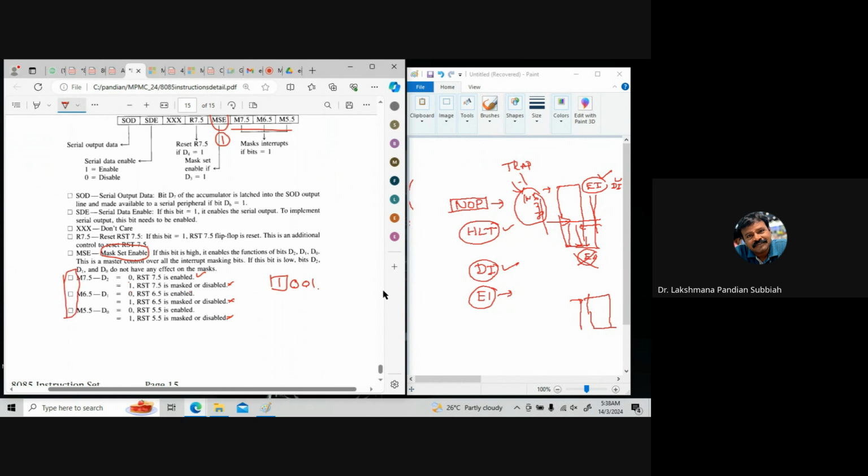Then we have the serial output data. With serial output data, we send the data out, that is, from the processor to the external world. We send the data to the external world in the form of bits, 0 or 1, right? Then serial data enable: if you want to cut down the serial data transfer, we have to make SOE 0, then it is disabled, right? If it is 1, then it will allow serial data transfer. So that also we can do now.